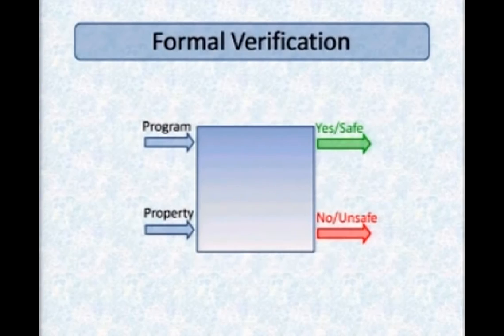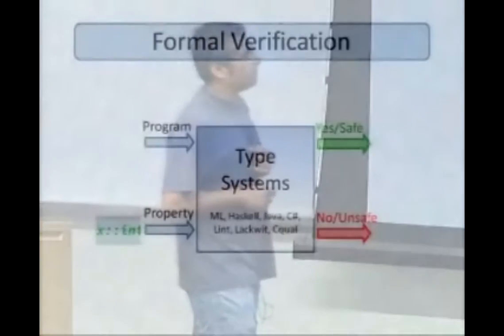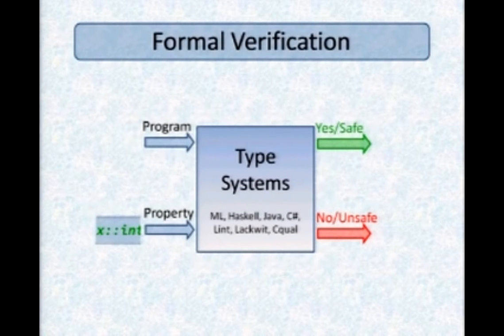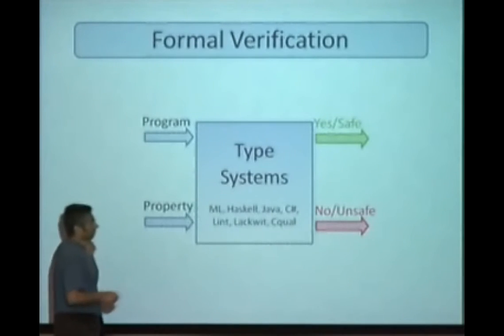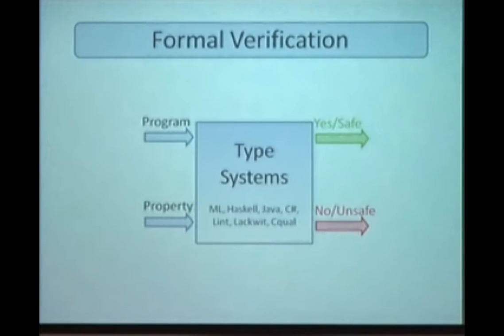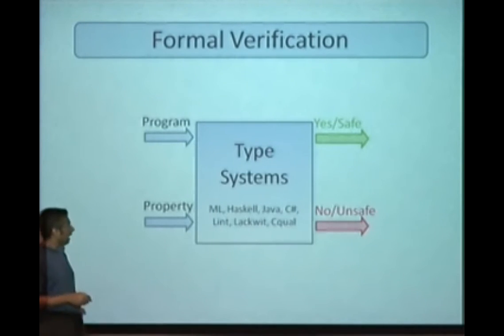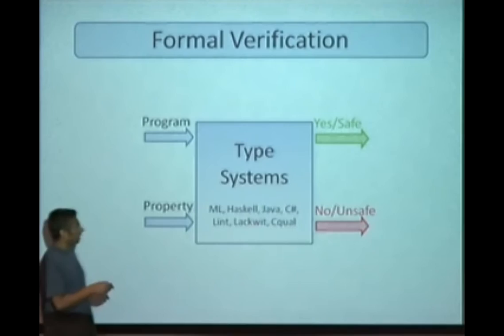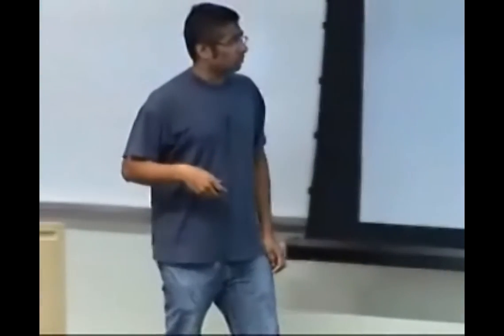So a completely different, or so far completely different line of research has been those based on type systems. So there are, of course, type systems for functional languages and now modern languages like Java and C#, as well as tools that have been designed for existing older languages, things like lint, lackwit, and so on and so forth.